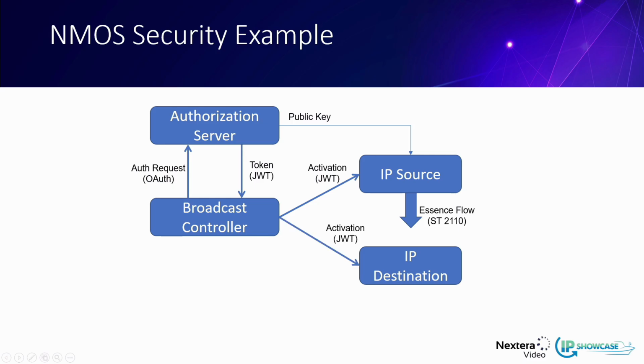Meanwhile, the broadcast controller also sends the activation to the destination with its JSON web token. That verifies with the public key also, to make sure it matches. And then if everything looks okay, it says, okay, you're authorized to receive that stream.